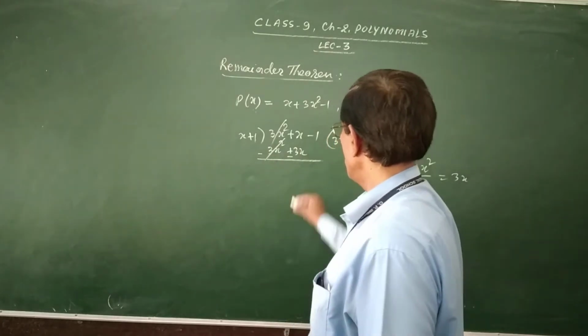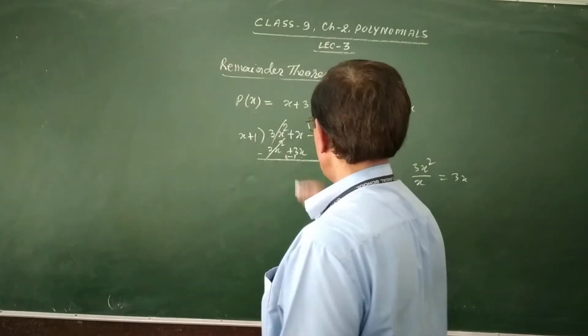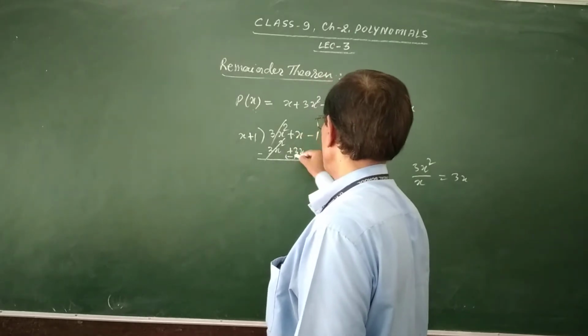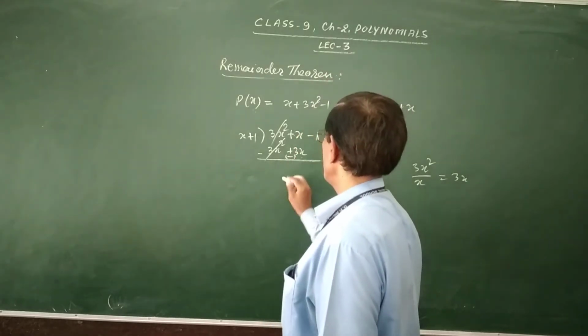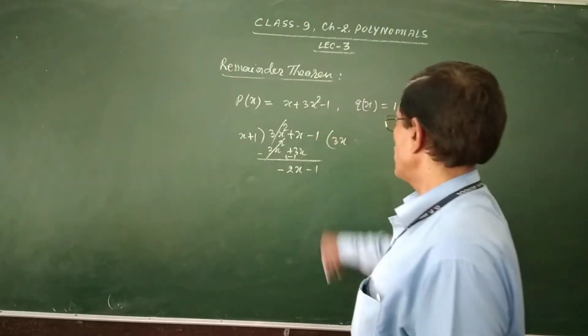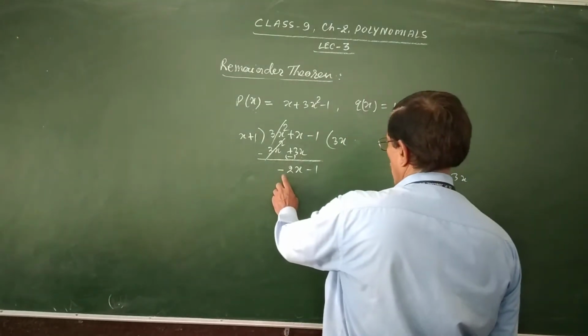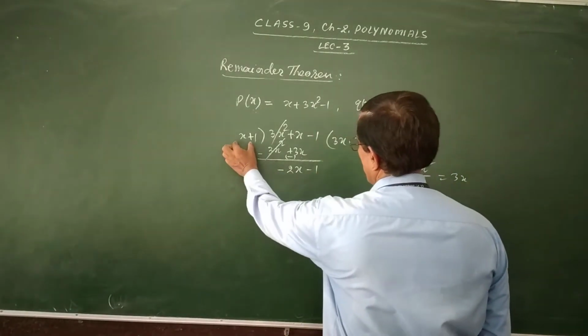This is cancelled, and 3x minus x, because both are on different sides, so we will subtract. 3 minus 1, that is minus 2x, and this minus 1. That comes. Now how many times will we divide? Now the dividend is this and the divisor is this.